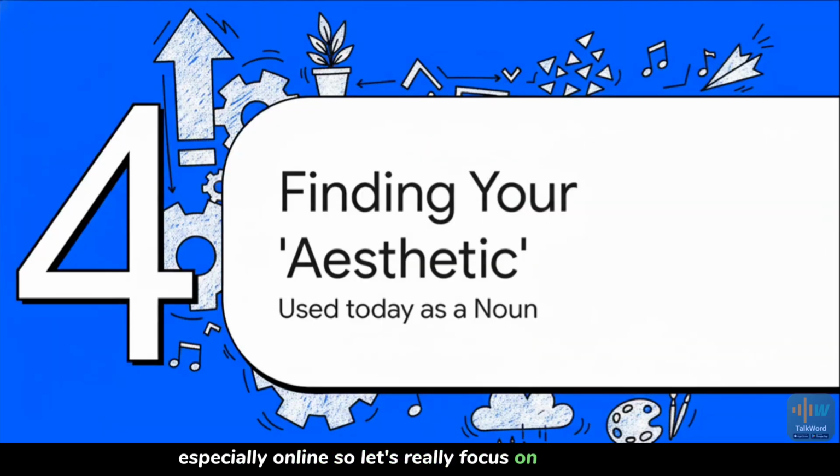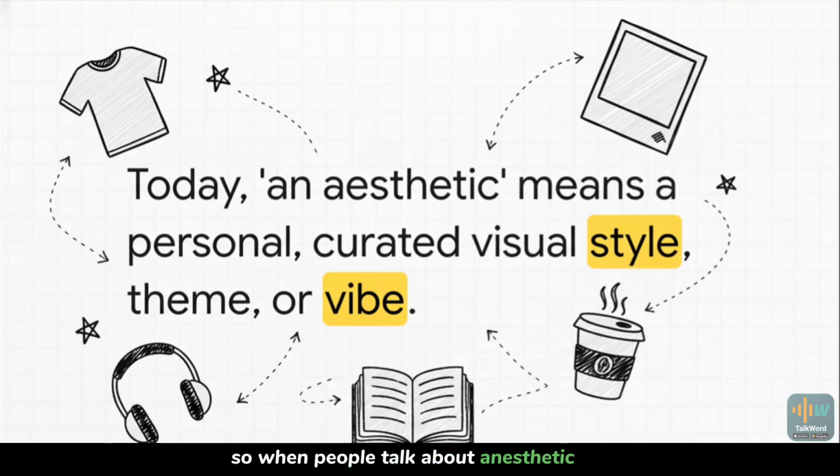So let's really focus on that second job, the noun. Because honestly, this is how you are going to see the word used most of the time today, especially when we talk about finding your aesthetic. So when people talk about an aesthetic today, what they really mean is a specific personal style. Think of it as your own curated collection of things you find beautiful. It's your personal theme, your look, your vibe. It's the clothes you wear, the music you listen to, the way you edit your photos. It's the whole package, all wrapped up into one name.